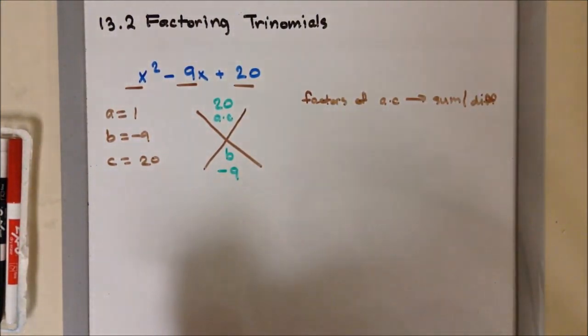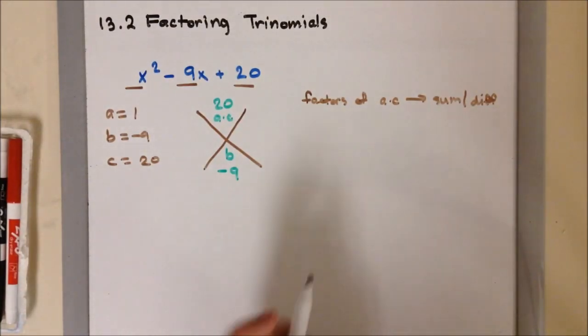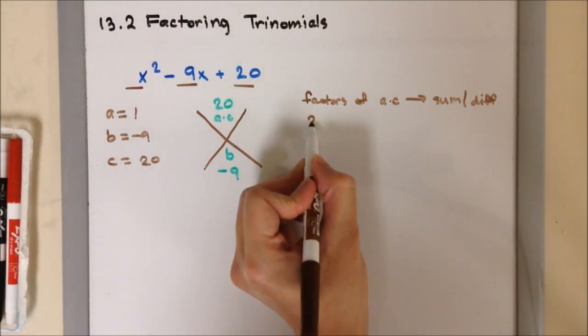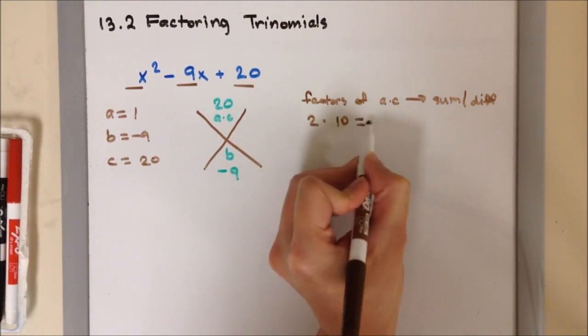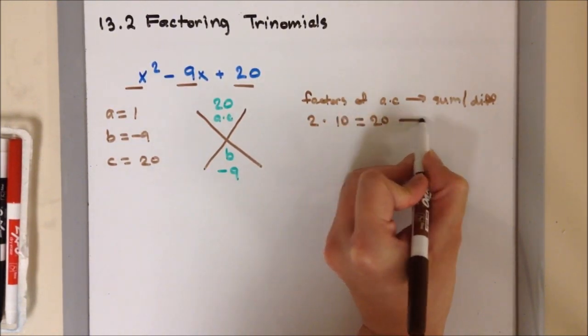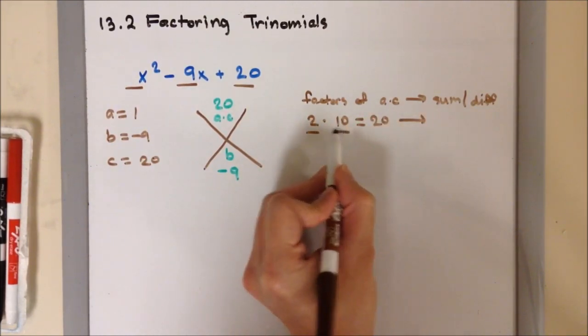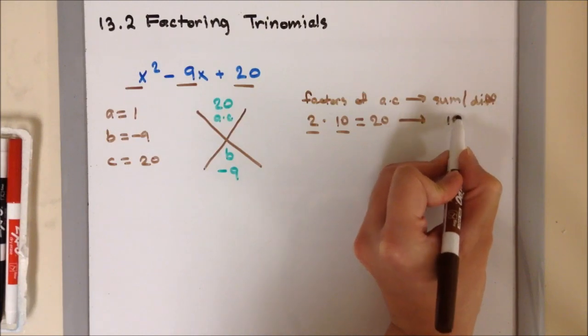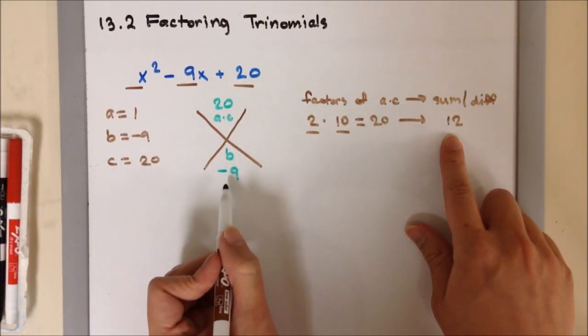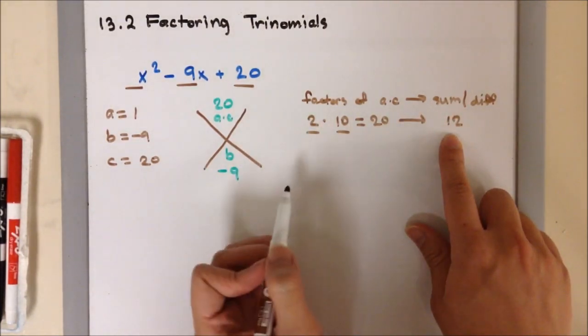Now, some would think that they could use 2 times 10, which is true. It does equal 20. But when you do the sum and difference between a positive 2 and a positive 10, that would be a 12. Doesn't match with our B, so we can't use 2 and 10.